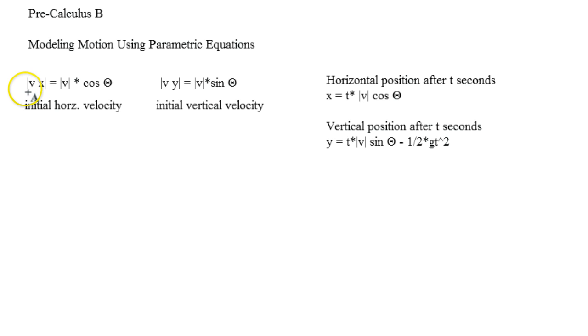So, the magnitude of the initial horizontal velocity is going to be measured as the magnitude of vector v times cosine of theta, whatever angle theta you're working with. And then same thing with y, except it's going to be the magnitude of vector v for vertical velocity times the sine of theta. Okay?